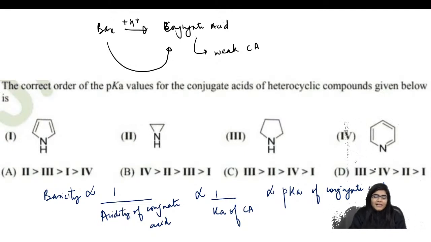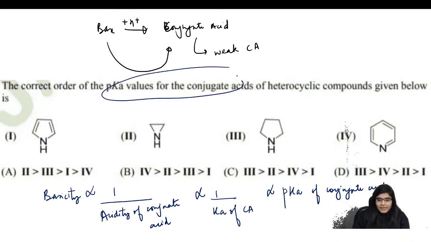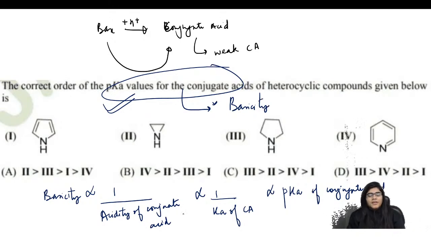So ultimately what I have to note down is the pKa of conjugate acid, which is directly proportional to basicity. So ultimately I have to just find out the correct order of basicity. This is the clear cut picture of this particular question.